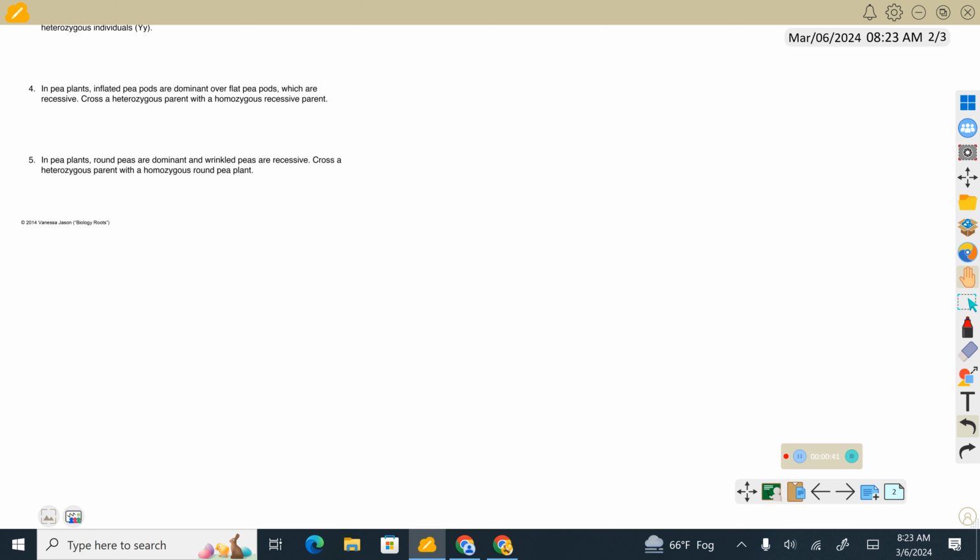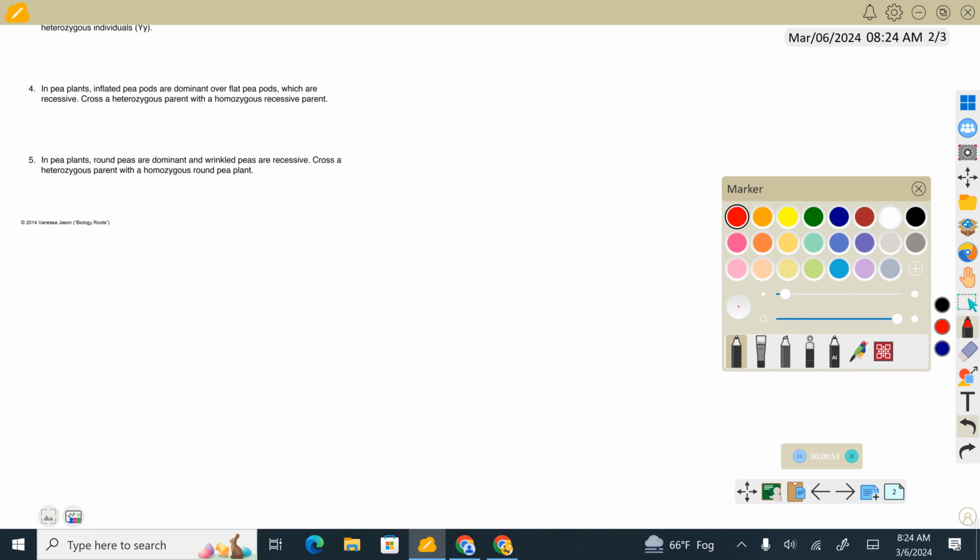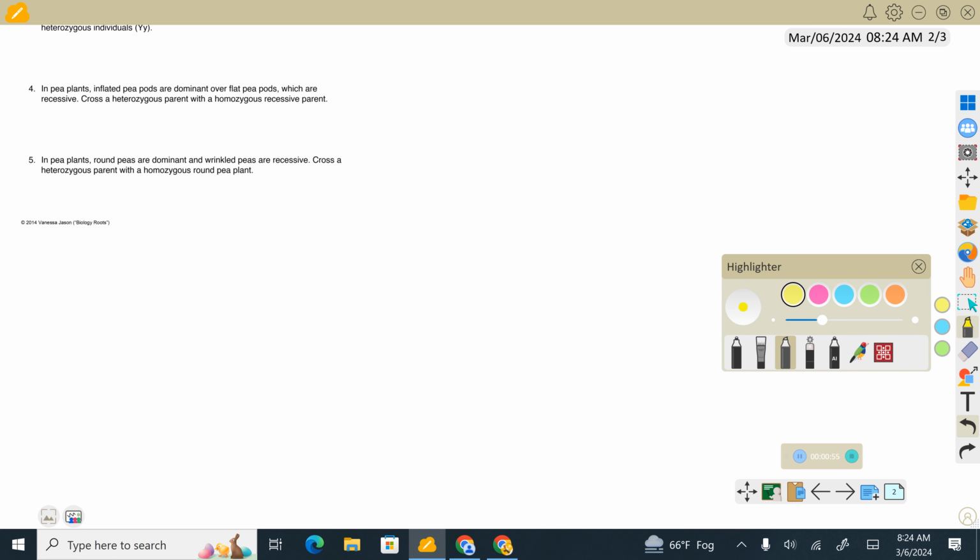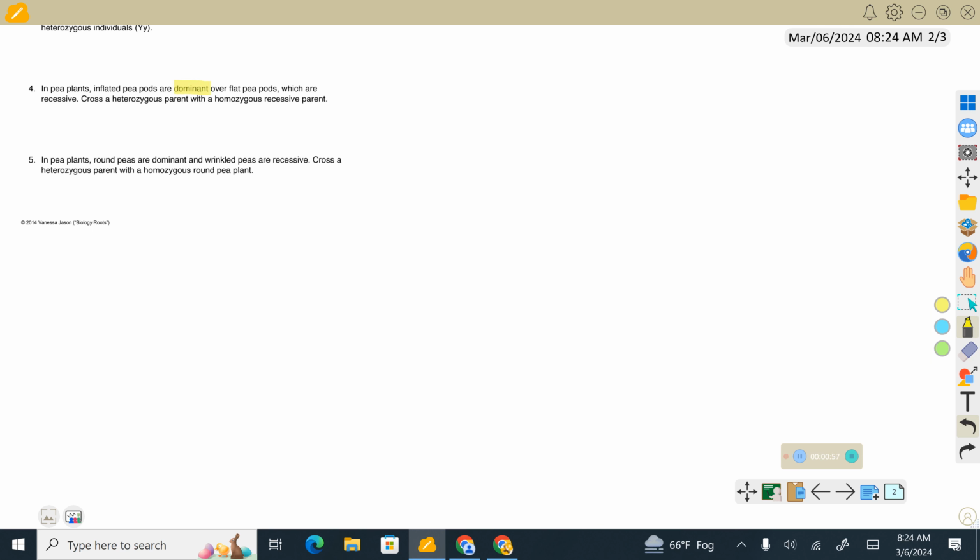All right. So first, you have to pause, read the question, and try to convert the question into the factors that you know. It says in pea plants, inflated pea pods are dominant over flat pea pods. So when you're reading this question, you have to look at these key words. Dominant over flat. So if I know that that's dominant over this, I know that that's referring to a recessive gene. Matter of fact, which are recessive. Cross a heterozygous parent with a homozygous recessive parent.